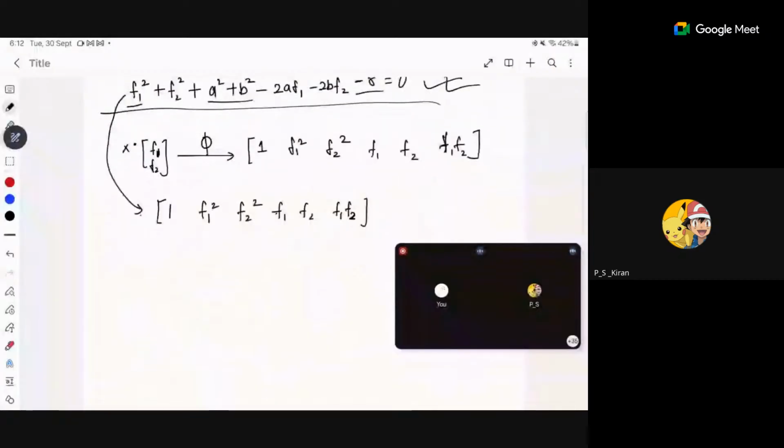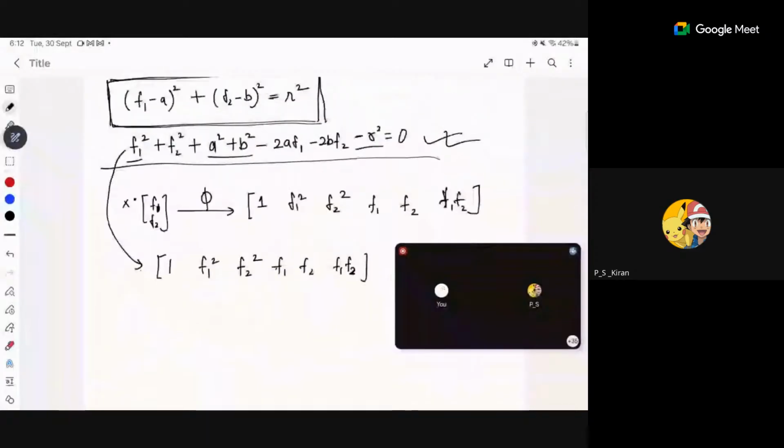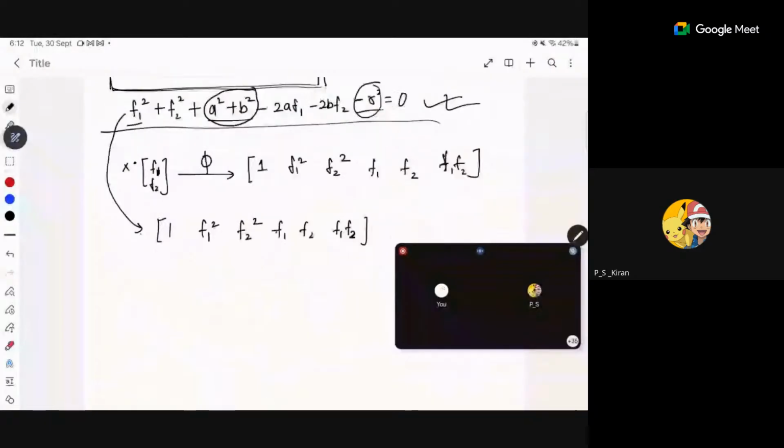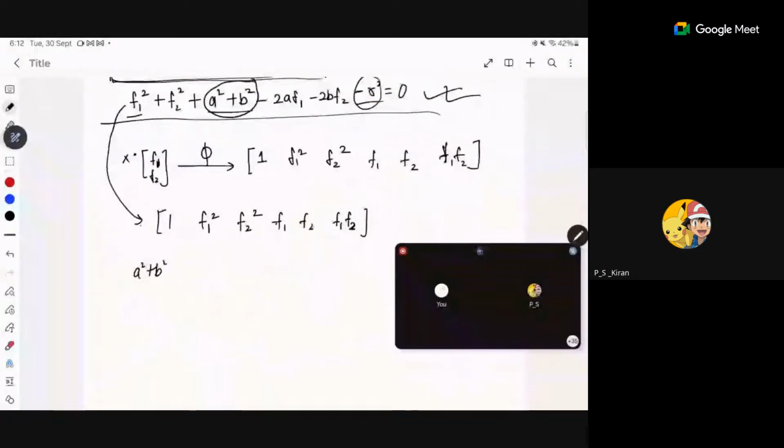And how then will we get this? We'll have to look at the constants that we see: a square plus b square minus r square is a constant term. Now what we have is f1 square, f2 square, then f1, then f2, and I don't have any term in f1 f2. So we are not doing anything about this right now. We need to see how this mapping works.